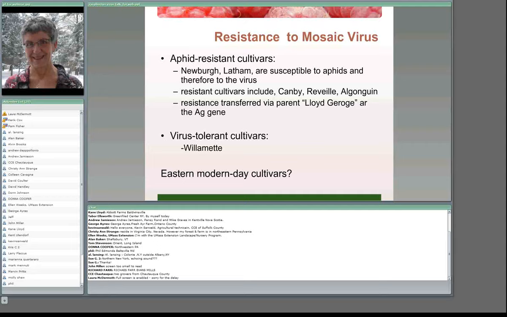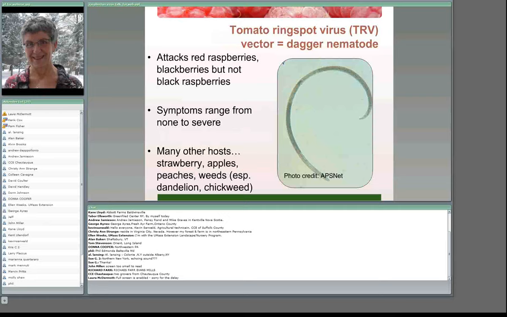Okay, the next virus I'd like to talk about, and this is the one that I see the most often, is the tomato ring spot virus. It attacks red raspberries and blackberries, but not black raspberries, apparently. And the symptoms can range from none to severe. It's spread by the dagger nematode. So it's really only a problem in soils where dagger nematodes are found.